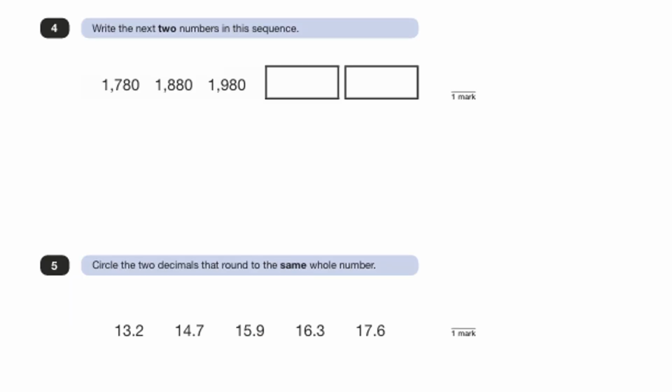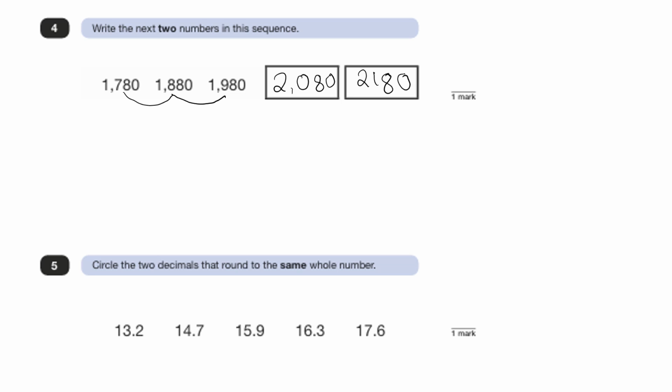Next question says write the next 2 numbers in this sequence. So you can see that we are adding 100 each time. So the next 100 would be a 2,000, so it would be 2,080, and then 2,180.